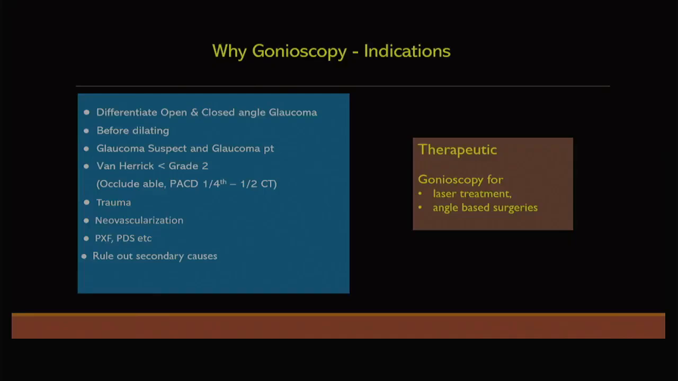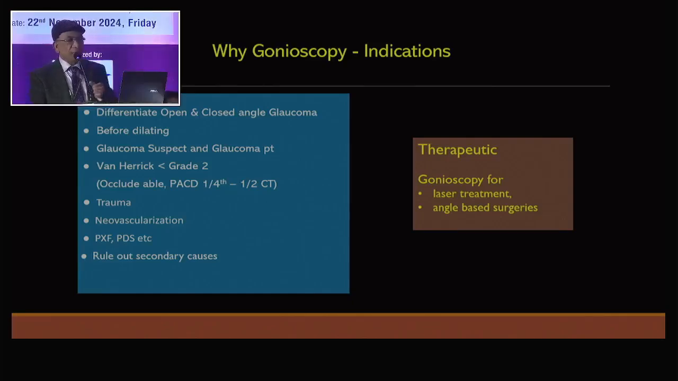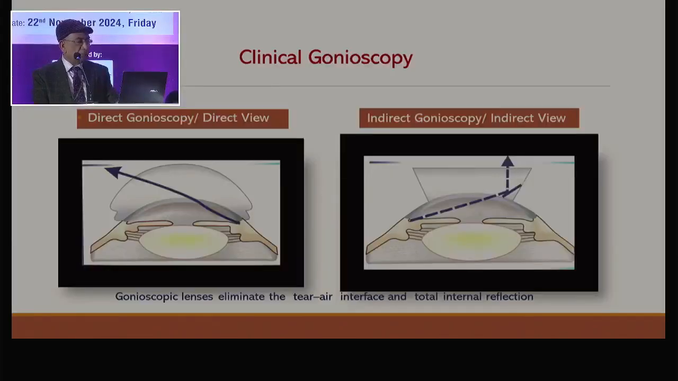So it's very important. And definitely, if the patient has diabetes and might have neovascularization, or pigments after trauma, for such specific indications, we must do gonioscopy. Another important reason is therapeutic. You know that recently we are doing SLT, selective laser trabeculoplasty, and angle surgery, minimally invasive glaucoma surgery, all dependent on the angle and on the direct gonioscope, the surgical gonioscope. So it is also an important thing.